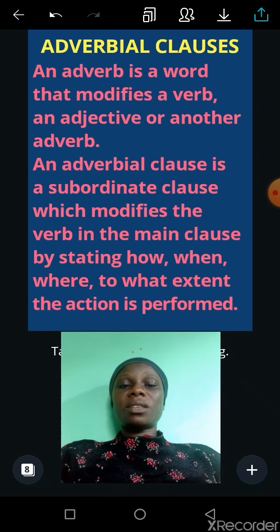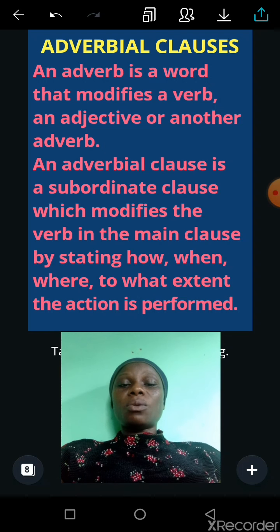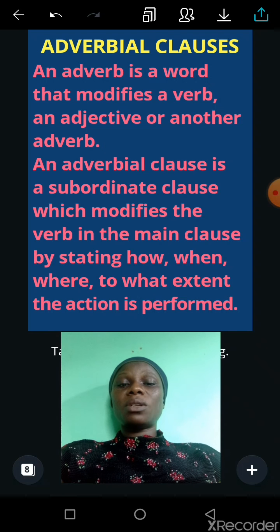Today we'll be looking at adverbial clauses. What is an adverb? An adverb is a word that modifies a verb, an adjective, or another adverb. Now, in the previous video, that's the video before this one, we looked at clauses, where I told you we have uses of subordinate clauses. I mentioned adverbial clause as one of it. So I decided to take adverbial clause to explain it better, for better understanding, because it's a broad topic on its own. So today we're looking at adverbial clause.